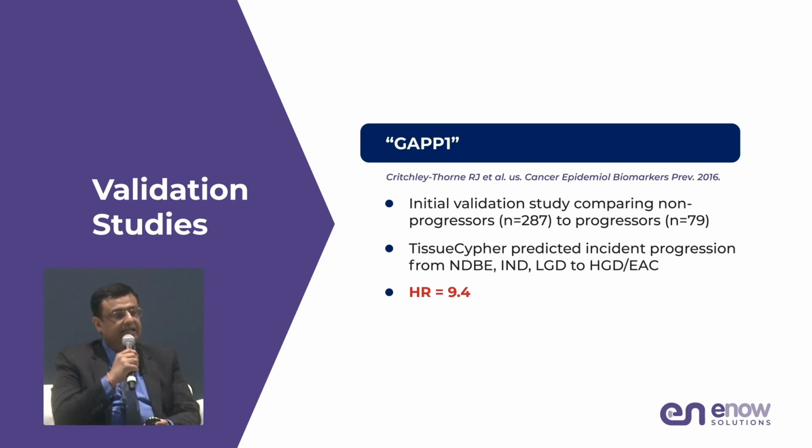So looking at the GAP1 study, it showed the hazards ratio of 9.4. So patients who had a high-risk TissueCypher score were 9 times more likely to progress to high-grade dysplasia and cancer when they were looked at 1 year out from their incident diagnosis.